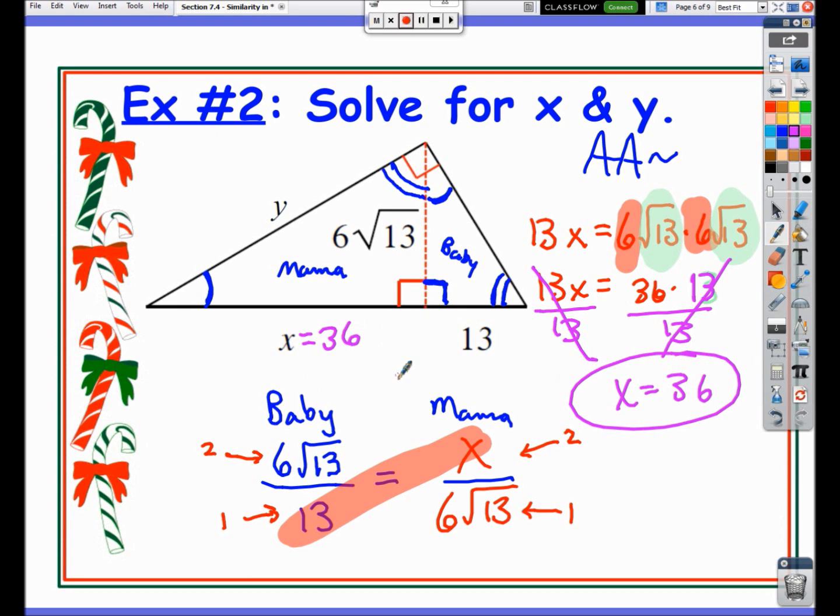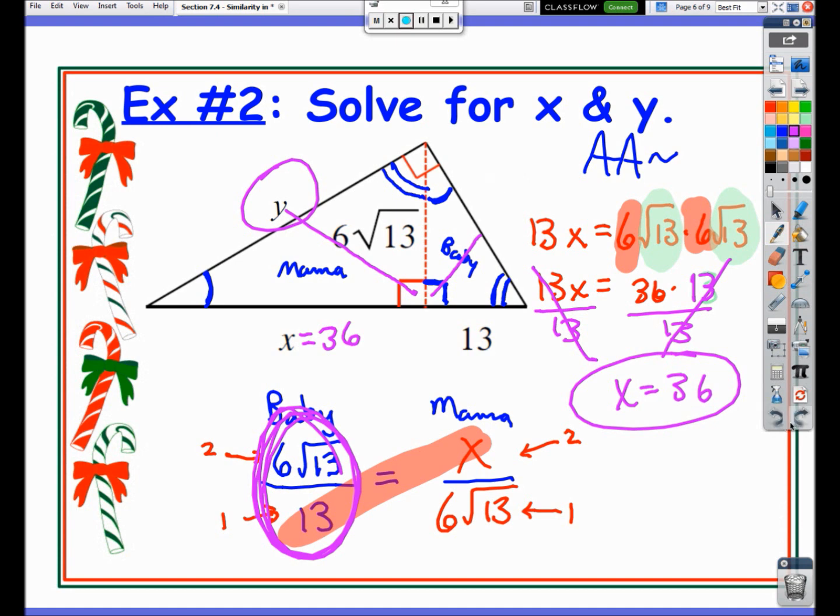Well, now we could go set up another proportion. We already dealt with the baby and the mama. And with the baby, we already worked with these two sides. We're not going to be able to get to y using the baby ratio because the y in the mama triangle is opposite the 90, and opposite the 90 in the baby was the one side that we kind of said, who cares about for right now. We could figure it out, but first we'd have to use Pythagorean theorem.